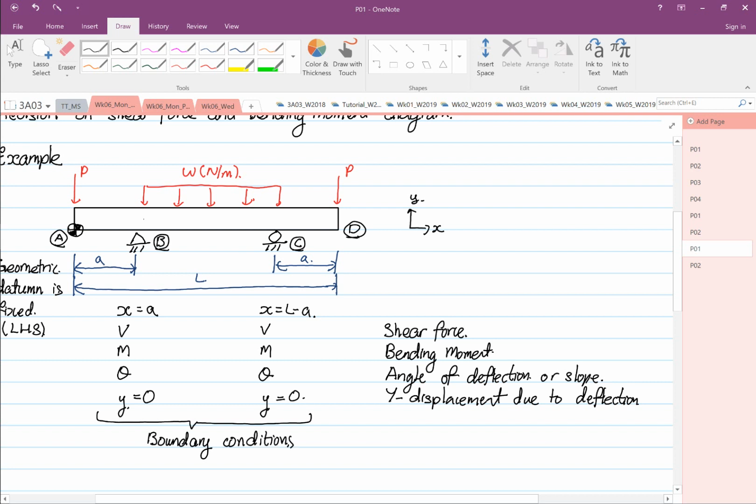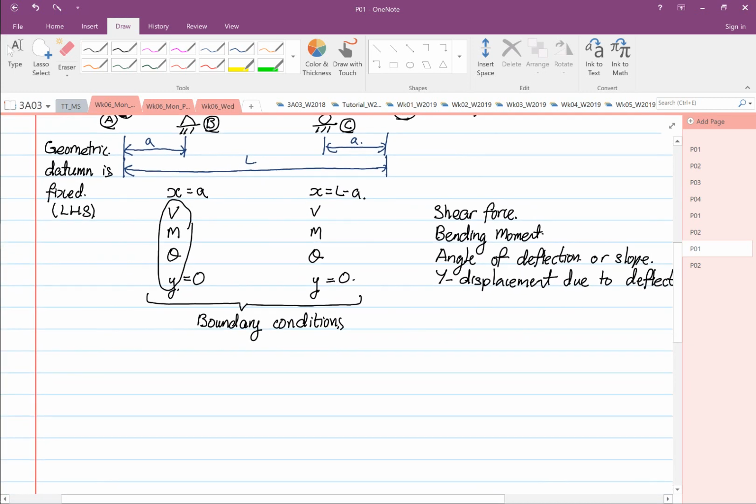And I hope you will remember this sequence V, M, theta, Y, because later on we realize that when you integrate your shear force, you get bending moment, and when your bending moment is equal to the elastic curve, we apply the elastic curve technique. You integrate, you get your slope, and then your deflection. Okay, so start remembering V, M, theta, Y.